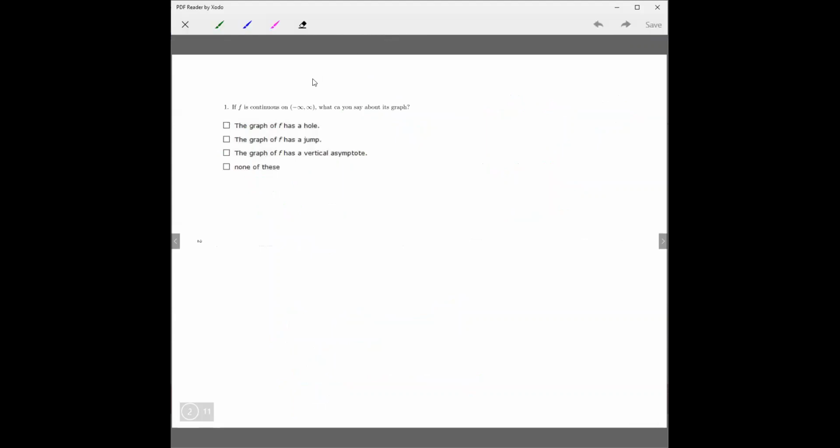First of all, if f is continuous, what can you say about its graph? The graph has a hole? That's wrong, because a hole is a removable discontinuity. The graph has a jump? That's a jump discontinuity, so it's not continuous. The graph has a vertical asymptote? That also means it's not continuous. So the answer is none of these, because any of these conditions implies discontinuity.